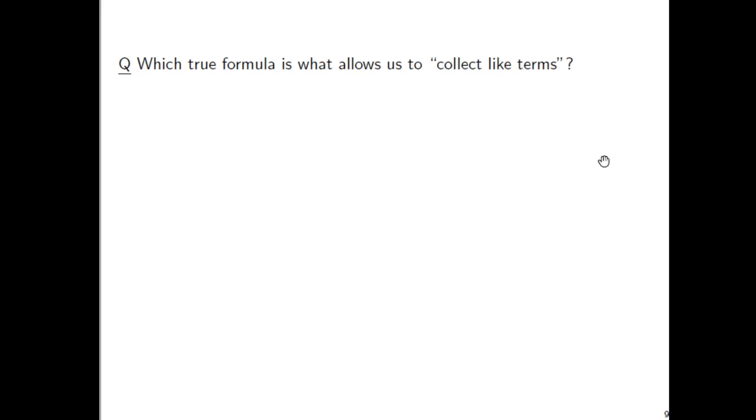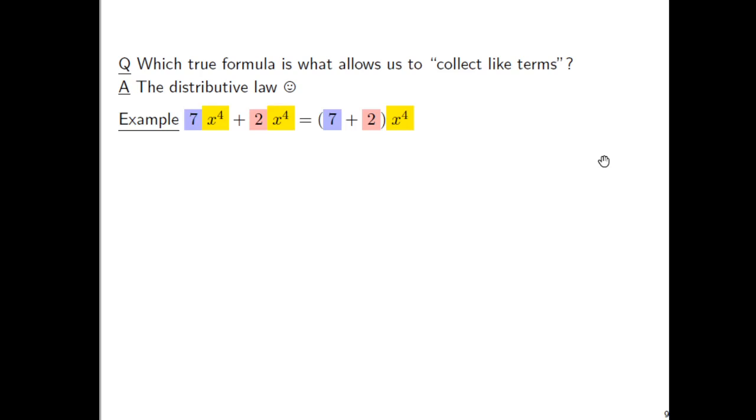Let's think about which true formula is what allows us to collect like terms. This is the distributive law. Sometimes people just go a little too much on autopilot, and while it's okay to skip the step that we're going to show, it's good to understand what the step is, right?